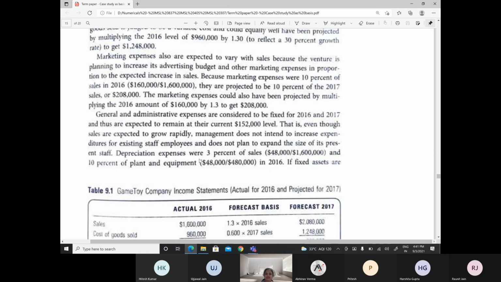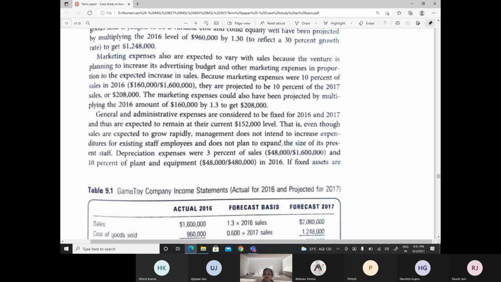General and admin expenses are also considered to be fixed for 2016 and 2017 and thus are expected to remain at their current level of $152,000. That is, even though sales are expected to grow rapidly, management does not intend to increase expenditures for existing staff employees and does not plan to expand the size of its present staff.